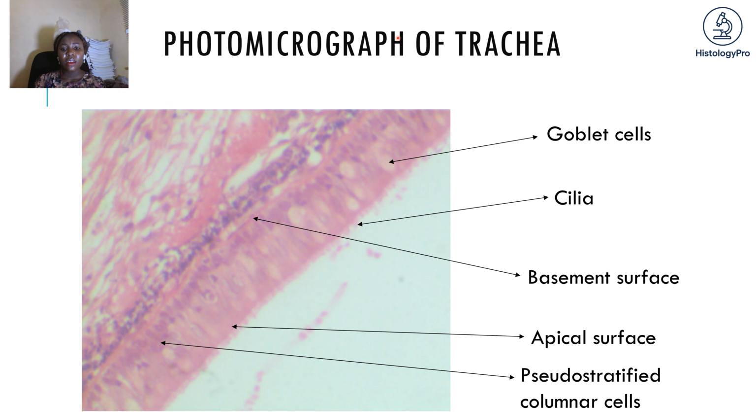The basement membrane, seen as the basal region, provides structural support and anchors the epithelium to the underlying connective tissue. So the key identifying structures in this slide are the presence of cilia on the apical surface, goblet cells, nuclei at different levels, and the pseudostratified arrangement of the columnar cells. Functionally, this epithelium is specialized for protection and mucociliary clearance in the respiratory system.